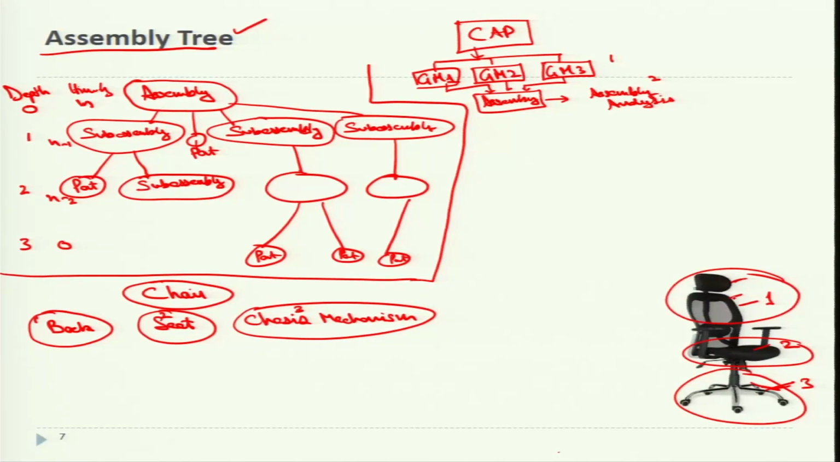So at the back you can see we have a backrest, we have a headrest. Let me put those components here. These are connected. I have the backrest, then I have the headrest. In the seat we have the base of the seat, then you can see we have armrests here.